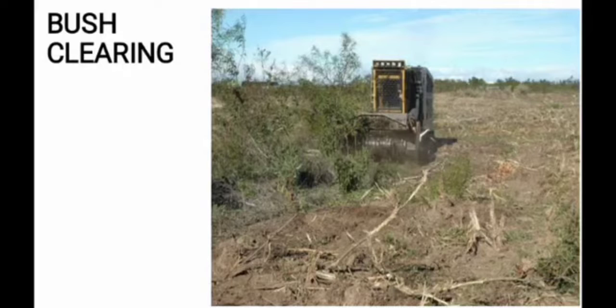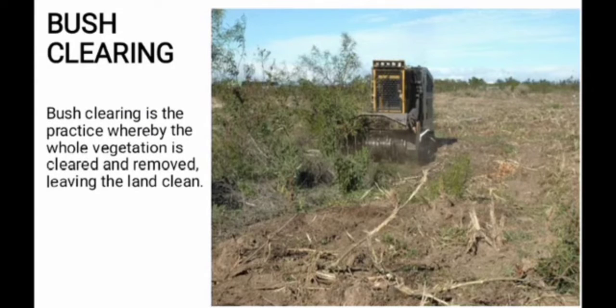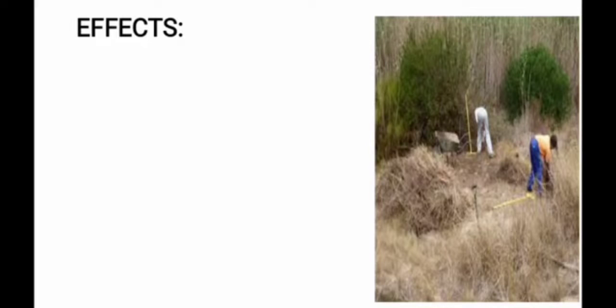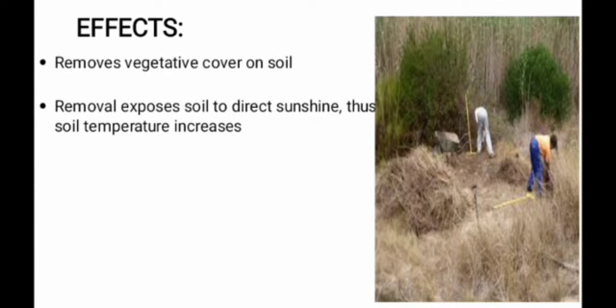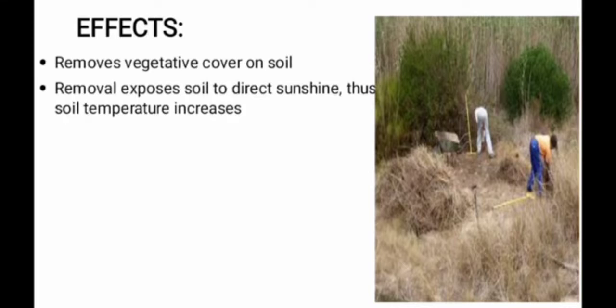Next is bush clearing, and bush clearing is the practice whereby the old vegetation is cleared and removed, leaving the land clean. This particular activity has many effects. Number one is that it removes vegetative cover on soil. This removal of vegetative cover exposes the soil to direct sunshine.